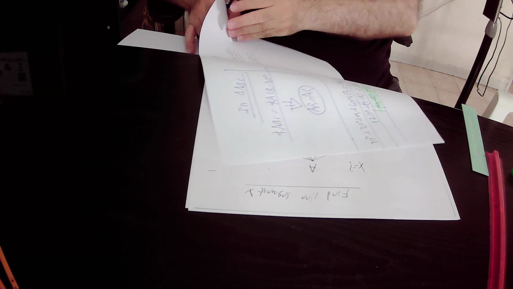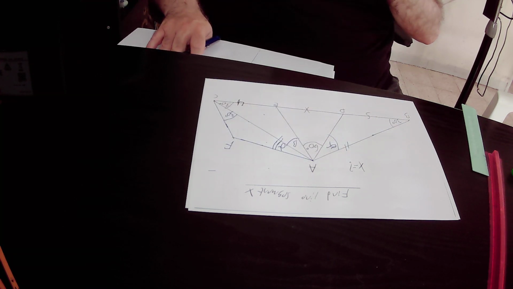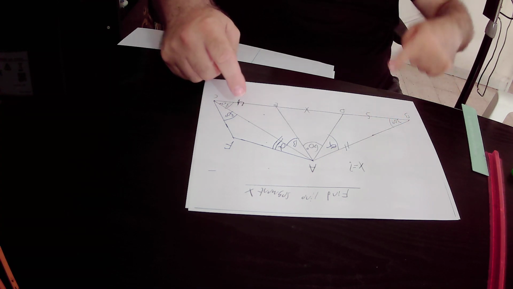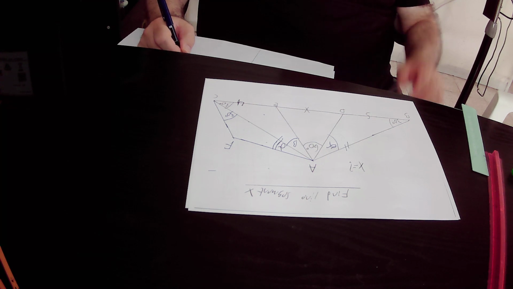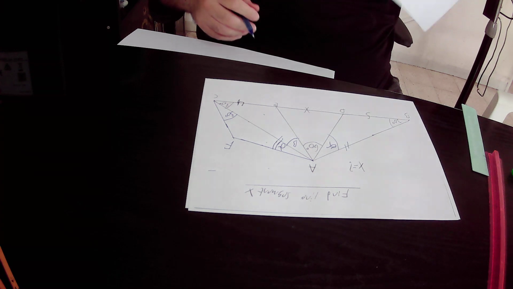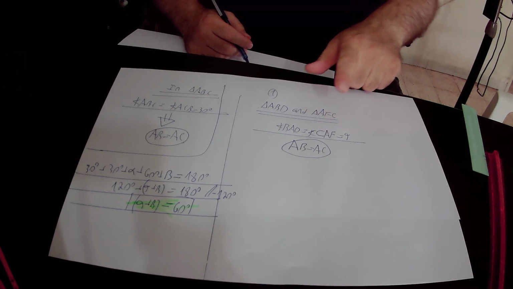In addition, we have already proved that side AB equals side AC. So I write it down: side AB equals side AC. Repeat again: we already proved that side AB equals side AC.